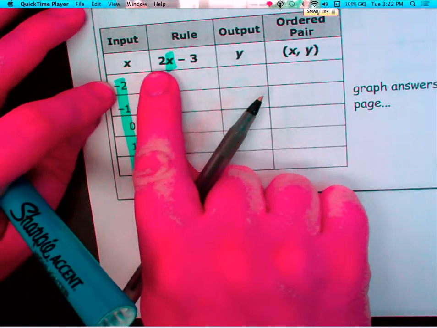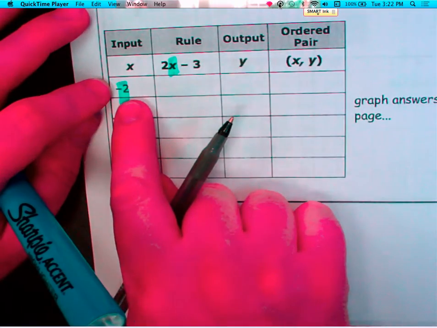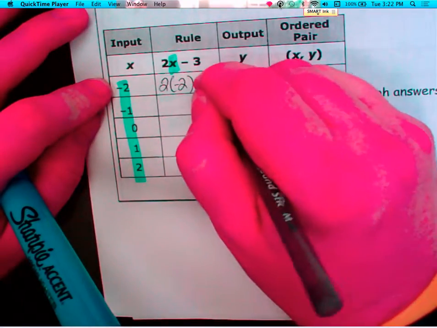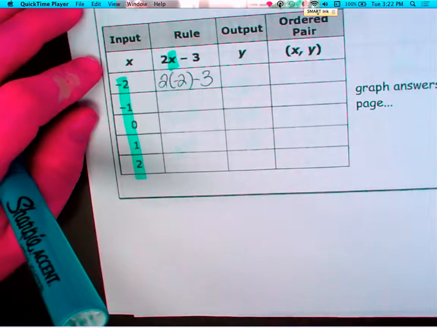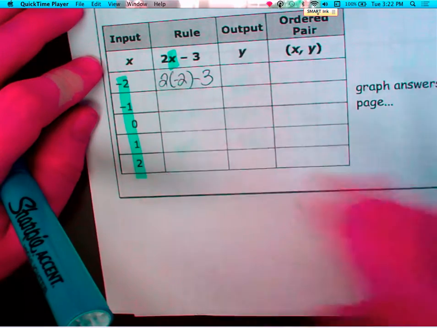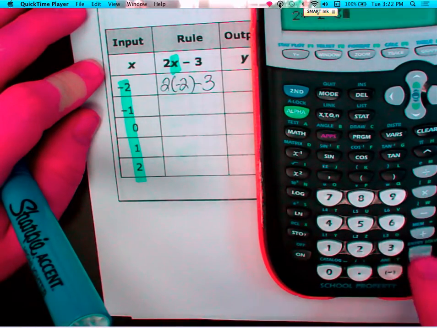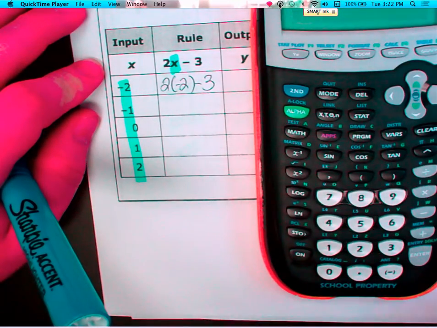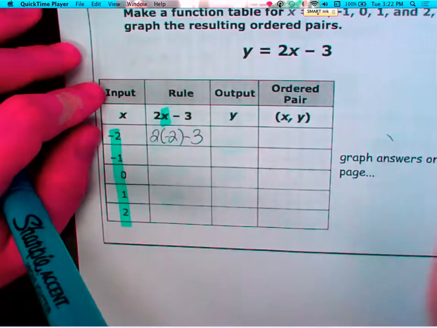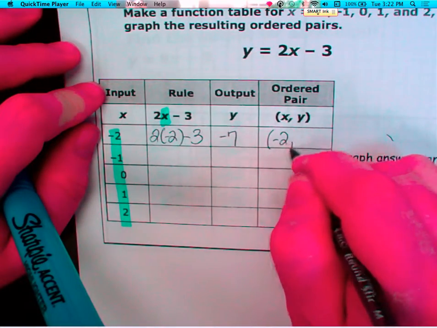We're going to put these in. So this is 2 times x minus 3. I'm calling x now -2. So this is going to be 2 times -2 minus 3. Remember that x now is -2. So 2 times -2 minus 3 gives me -7. Right there it is. So my ordered pair now is -2, -7.